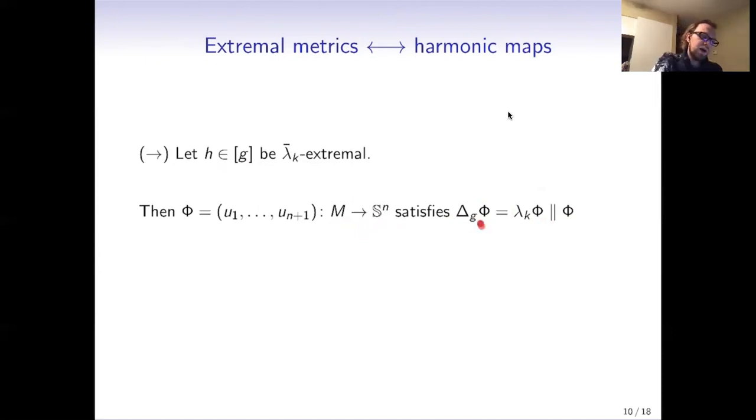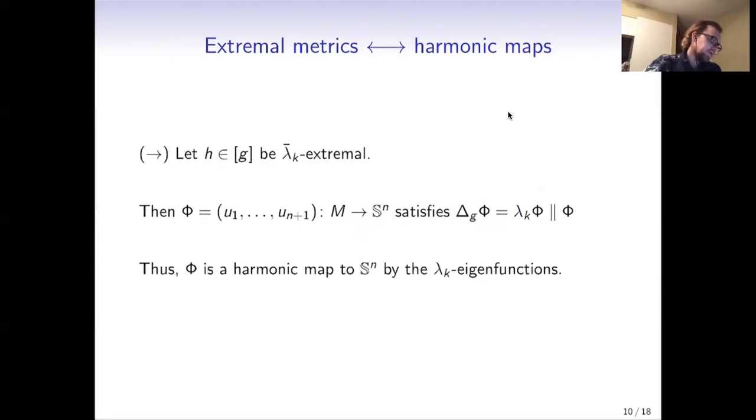So which means that this phi is a harmonic map. And there you go. So phi is a harmonic map to Sn by the lambda k eigenfunctions. This is a correspondence in one direction. Somehow remarkably, you have the opposite correspondence. For any harmonic map, you can find an extremal metric generated by this. It might not necessarily be a maximal metric. So it will not be a maximizer in the whole conformal class, but it will be a critical point. It will satisfy this derivative zero condition.